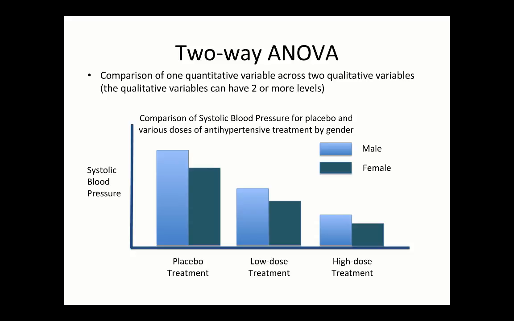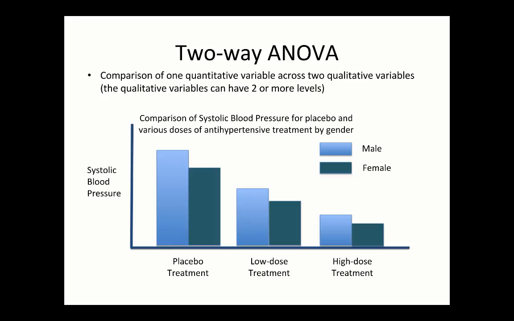What are the alternative hypotheses? The average systolic blood pressure is different in at least one of the groups, either the low dose, placebo, or high dose antihypertensive treatment group. The average systolic blood pressure between males and females is not the same, and there is an interaction between average systolic blood pressure and gender and the treatment groups. Assume that we set our alpha at 0.05.